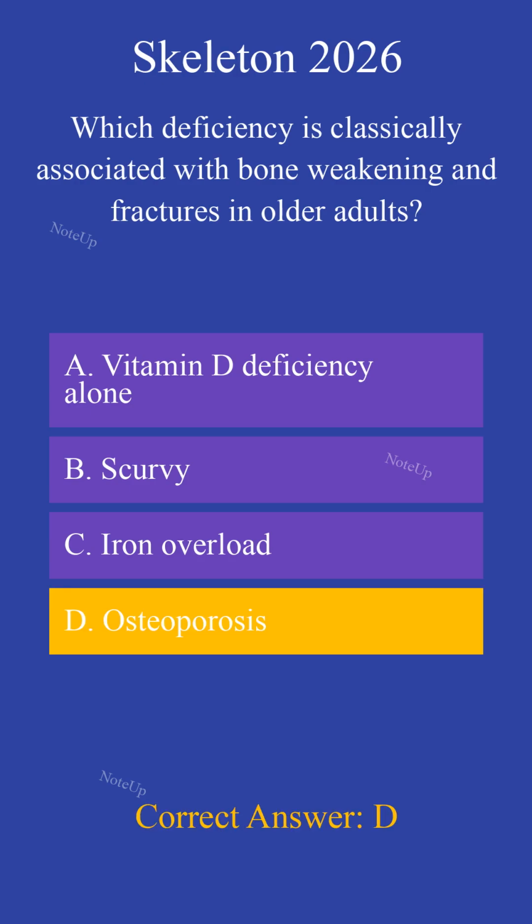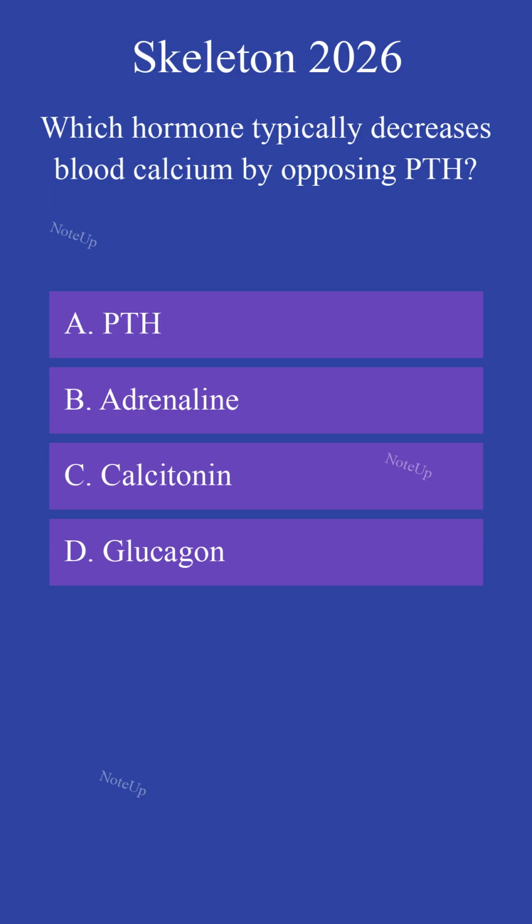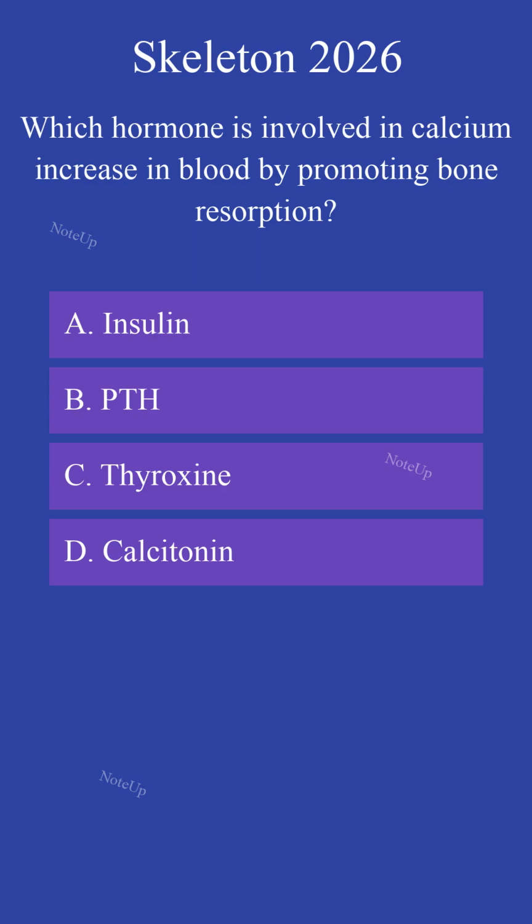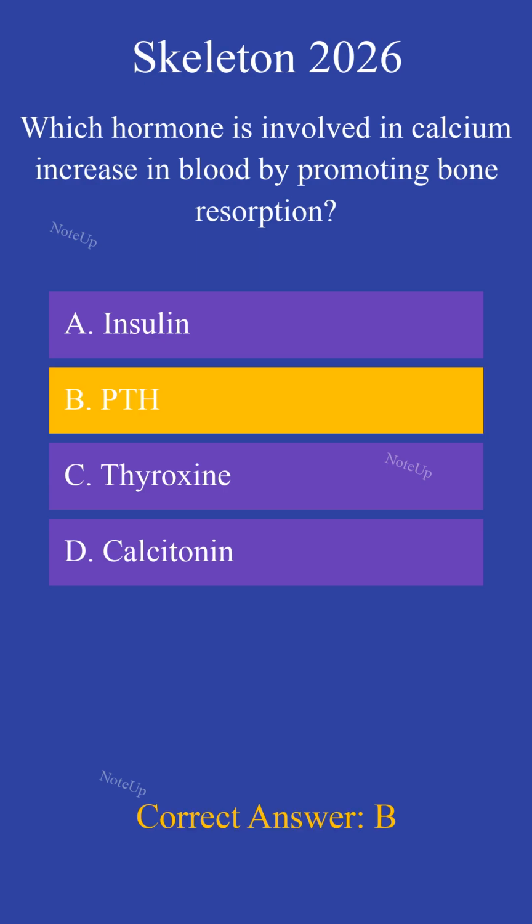The correct answer is D. Osteoporosis. Which hormone typically decreases blood calcium by opposing PTH? The correct answer is C. Calcitonin. Which hormone is involved in calcium increase in blood by promoting bone resorption? The correct answer is B. PTH.